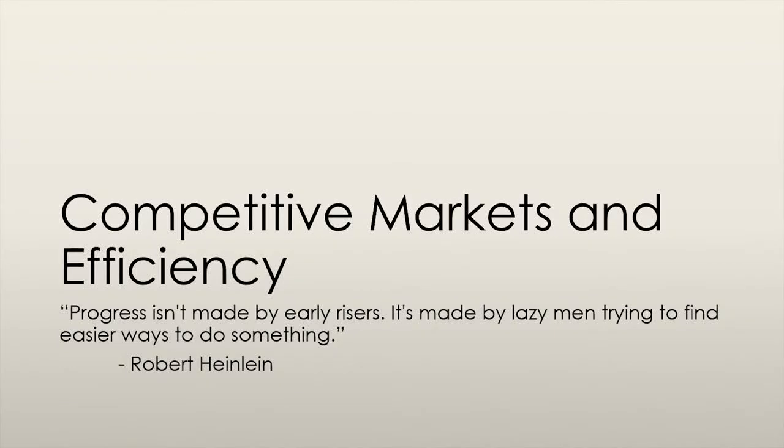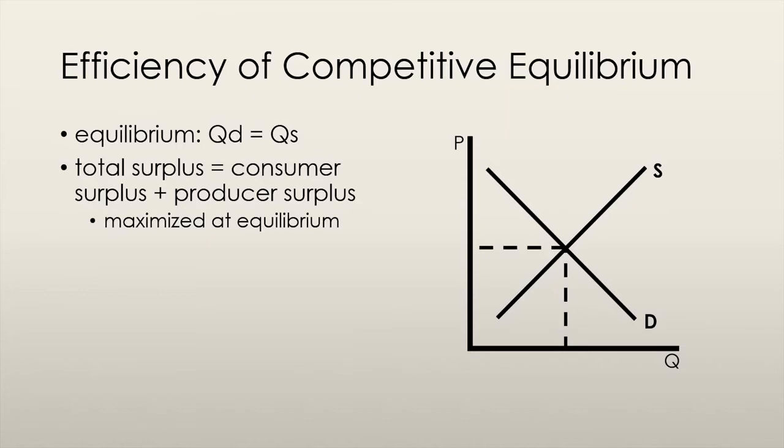Now let's discuss how efficiency is impacted in the competitive market. When I say competitive market, I'm referring to an unregulated market that is governed by the forces of supply and demand. Left alone, the market will reach a point of equilibrium where the quantity supplied of a good equals its quantity demanded at some price. At equilibrium, the total surplus of the economy, equal to the consumer surplus plus the producer surplus, is maximized.